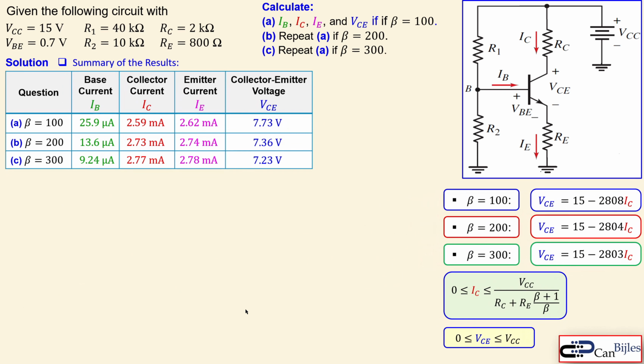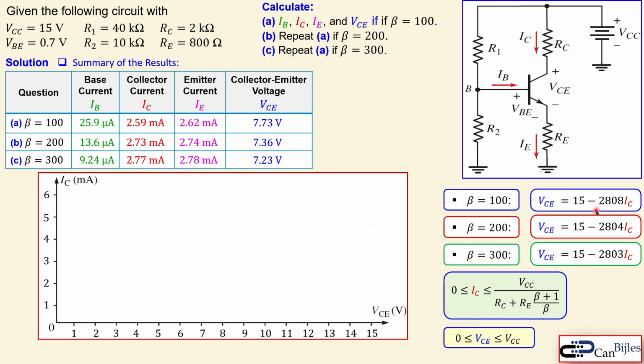Okay, let's collect them. These are the results for the DC load line equations. And this is the plot we can now make. This is now the collector current on the y-axis, and on the horizontal axis I have the VCE, which is the collector-emitter voltage. Now we can say this DC load line equation starts here and goes down all the way to 15 volts when the current goes to 0.